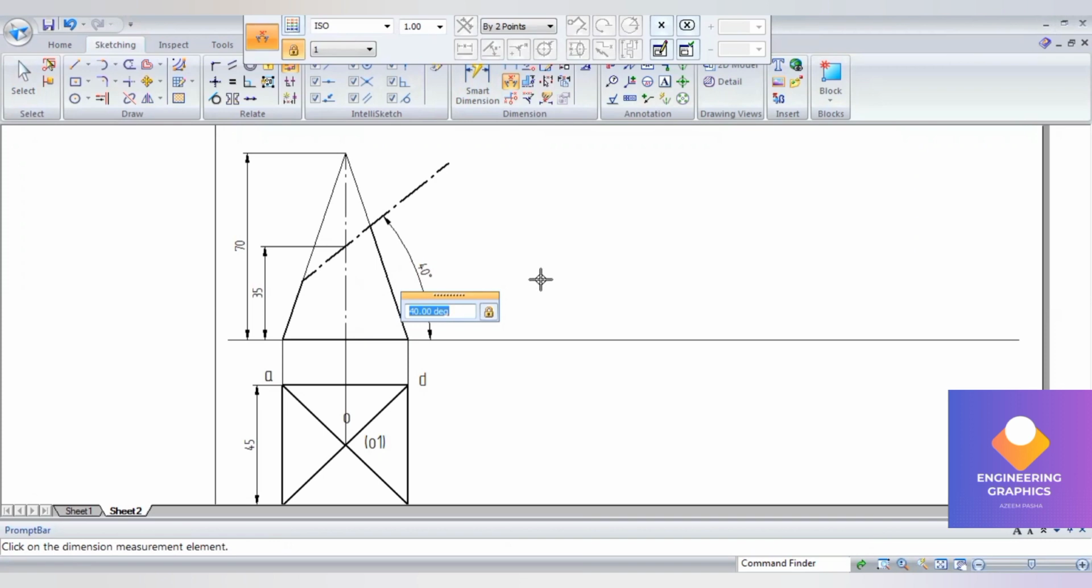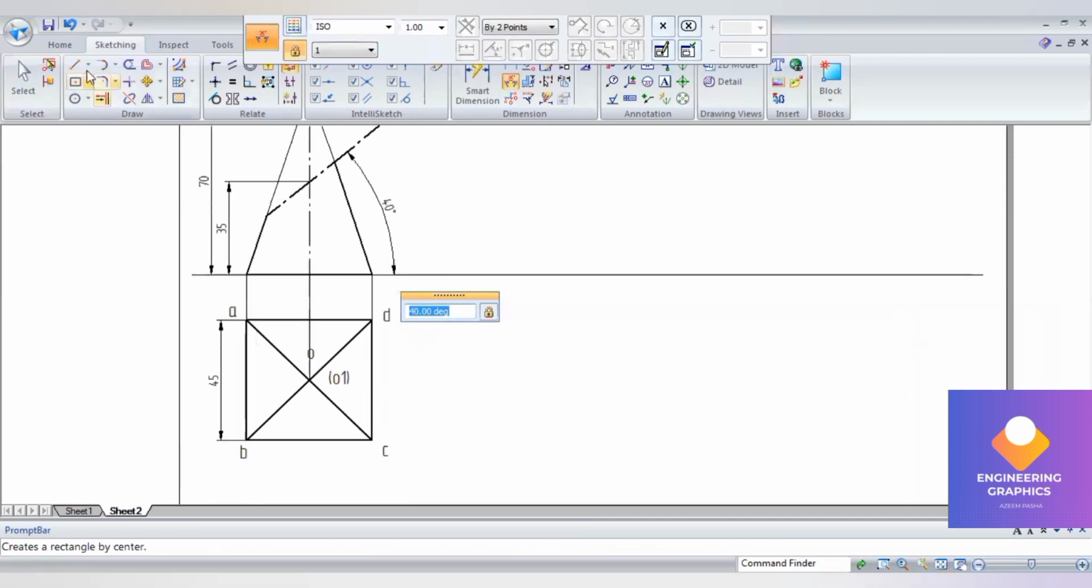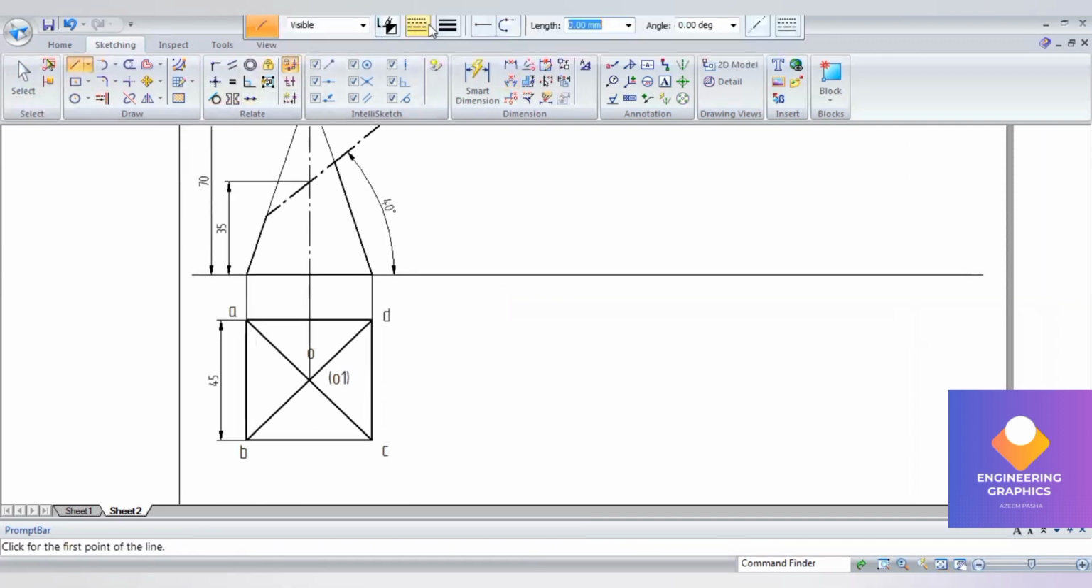Okay, now in this problem you can see here in the top view, none of the slant edges are parallel to the HP. That means we should draw one parallel line here separately. Then we have to draw another slant edge here. That's what we have to do here. So take one horizontal line, or you can measure this from O to C length, arc length, and draw one arc.